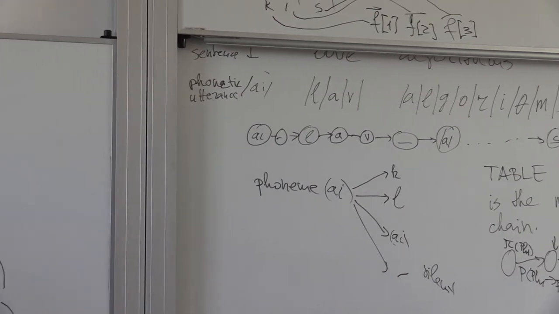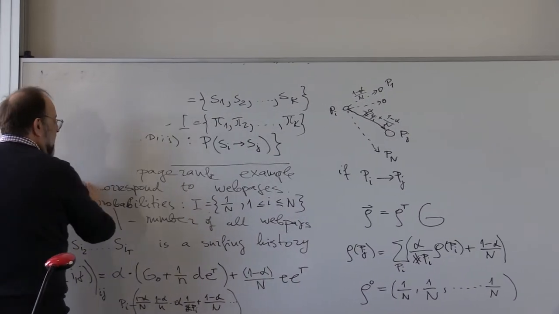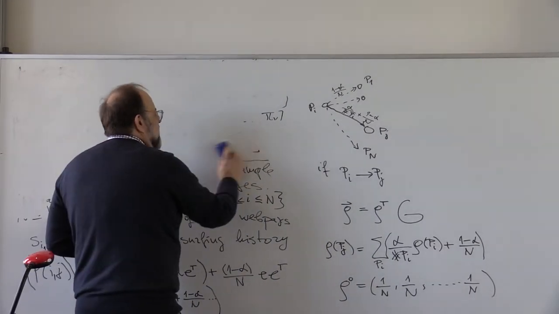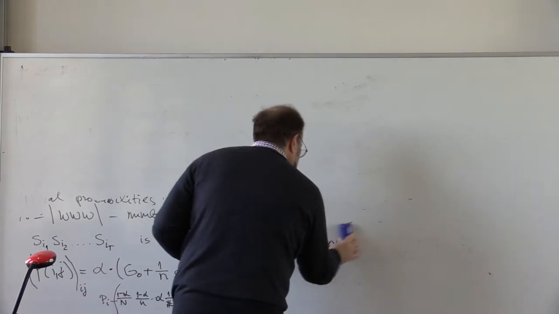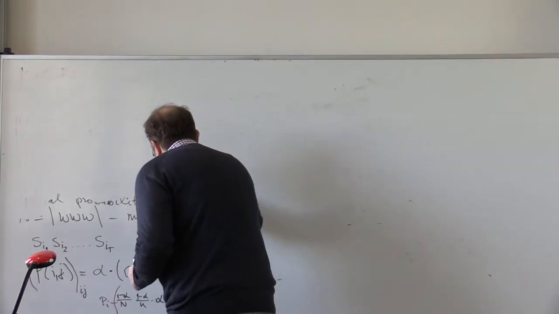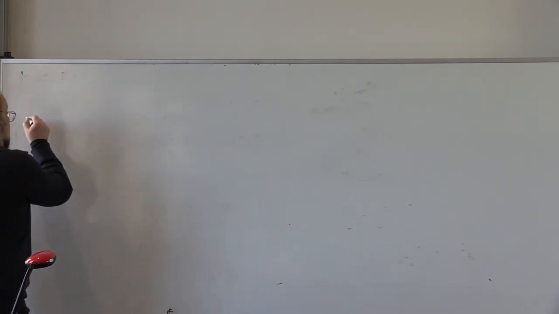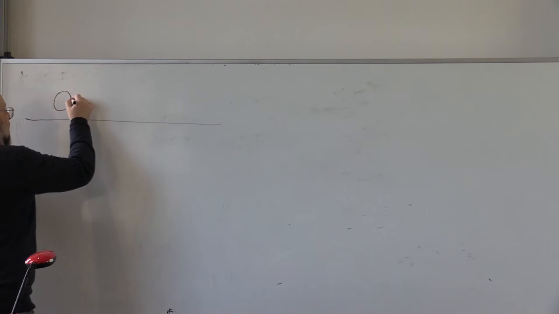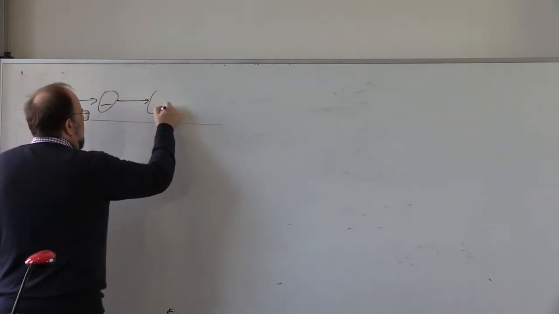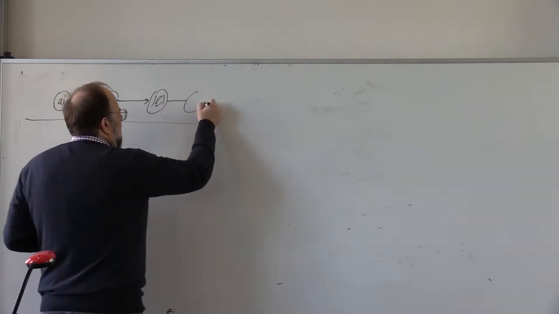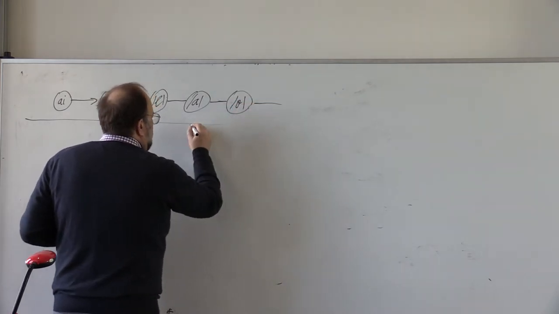Okay, so now what is a hidden Markov model? Let me just first tell you what a hidden Markov model is. You have some process, me uttering phonemes, right? And then a blank, a pause, and then phoneme L, phoneme A, phoneme V, and so forth, right?